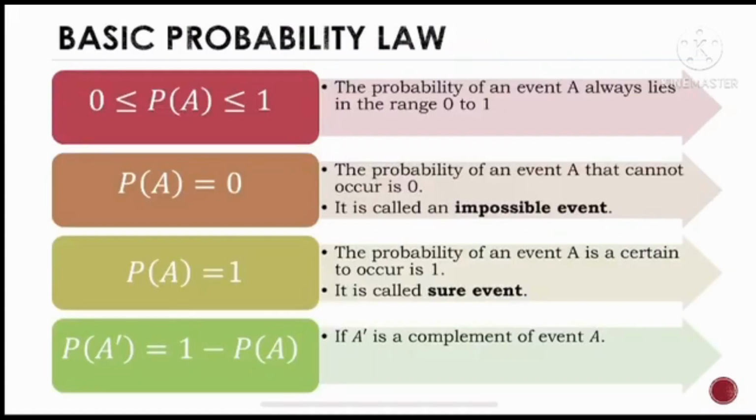These are the basic probability laws. The first one is the probability of an event A always lies from 0 to 1. The probability of an event A that cannot occur is 0 and is called an impossible event. The probability of an event A that is certain to occur is 1. It is called a sure event. If A prime is the complement of event A, then P(A prime) is equal to 1 minus P(A).